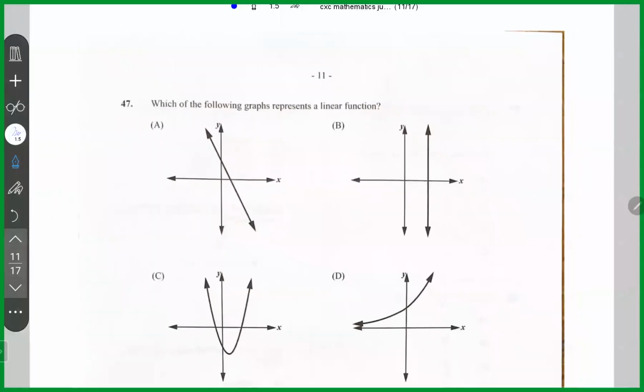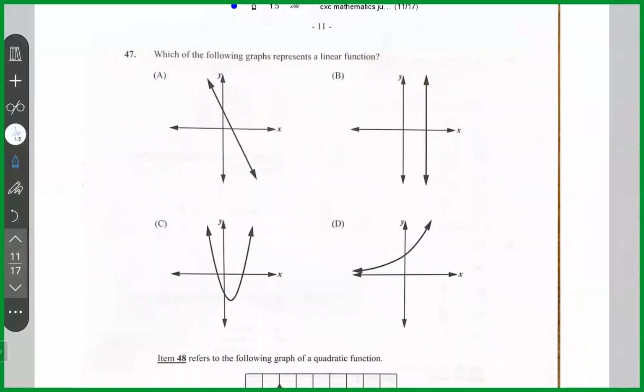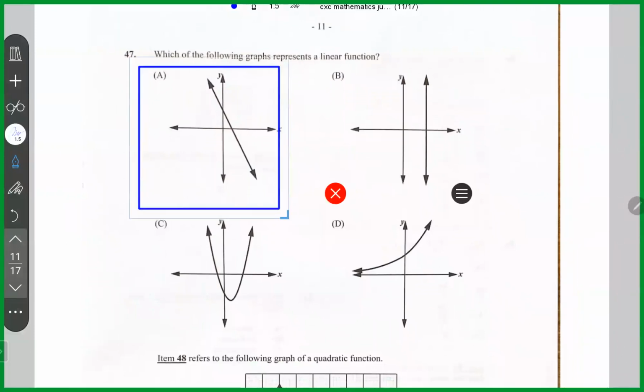All right, which of the following graphs represents a linear function? The answer is A. Well, B is linear, but that's not a function. C is not linear, and D is not linear. The answer is A.